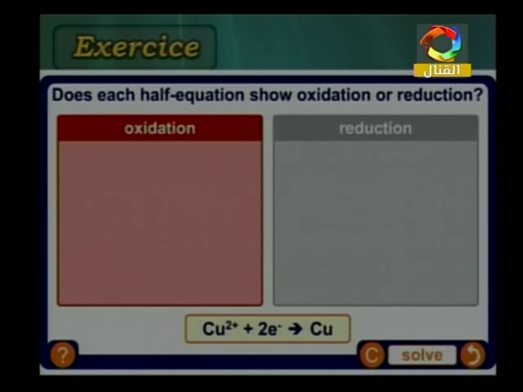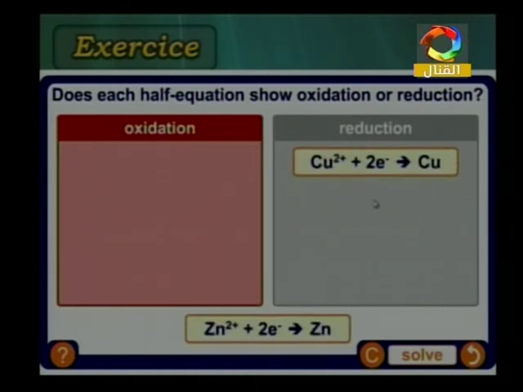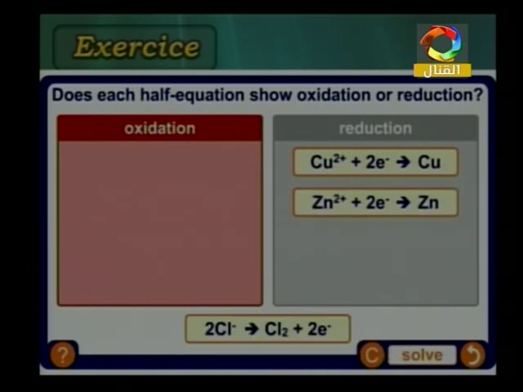In this exercise: does each half equation show oxidation or reduction? Which one is oxidation? Which one is reduction? The first one is Cu positive 2 ion, copper ion, plus 2 electrons. It means gaining electrons, so here it is reduction. And here we have Zn positive 2 plus 2 electrons. Zn makes reduction. Why? Because we have gaining of electrons.